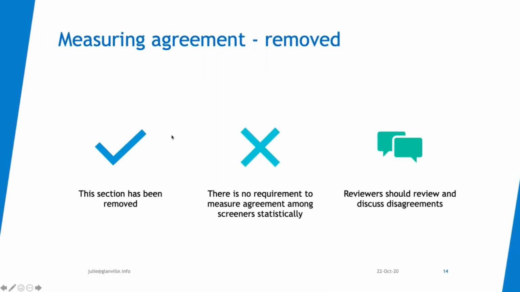There is a section from the previous handbook that has now been removed, and this is the section on measuring agreement. There is no requirement to measure agreement among screeners statistically. The emphasis is now that reviewers should review and discuss disagreements during screening, because it's far more important to have a full discussion, I think, than to try to just have a statistical assessment.